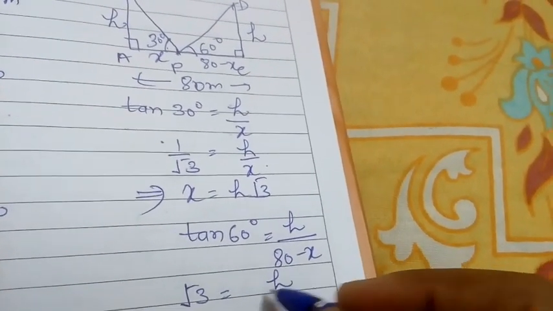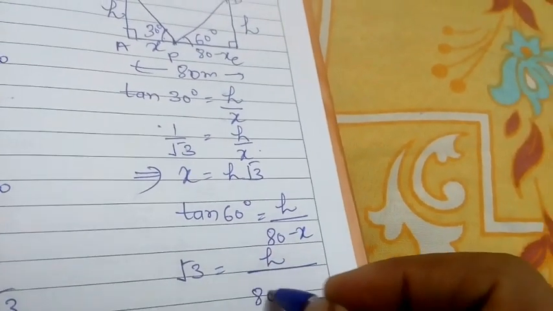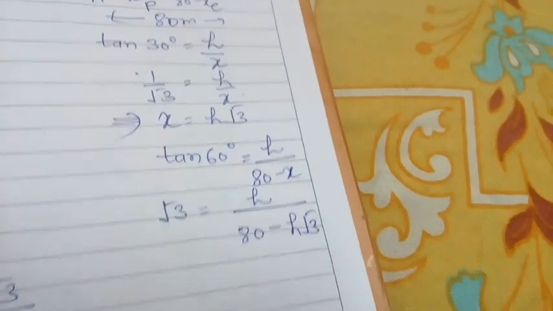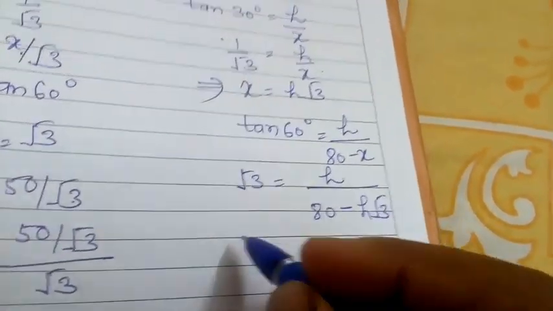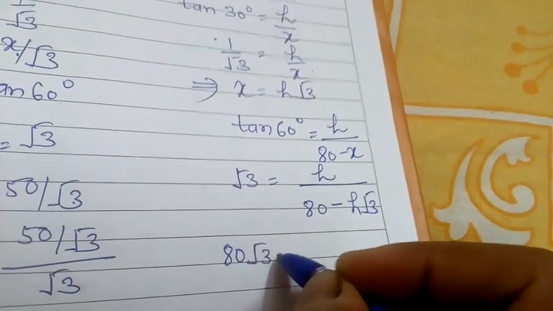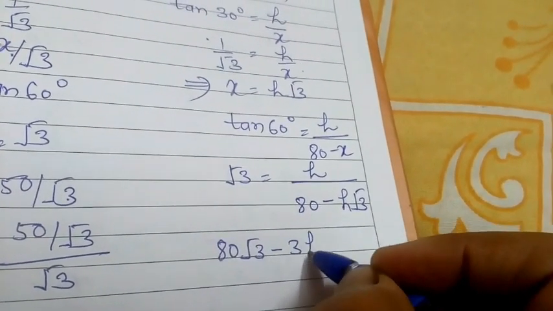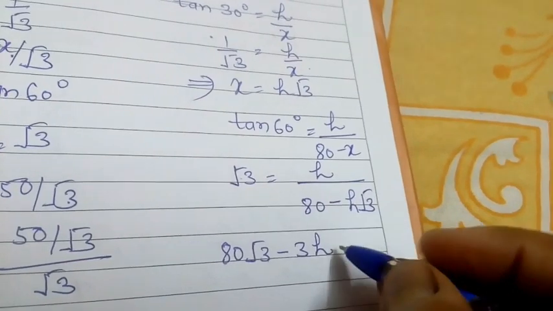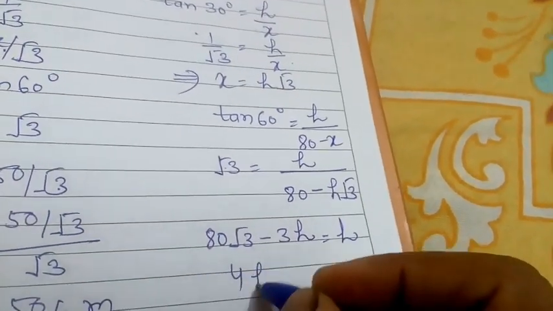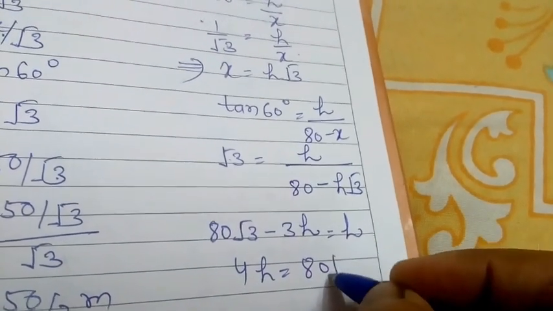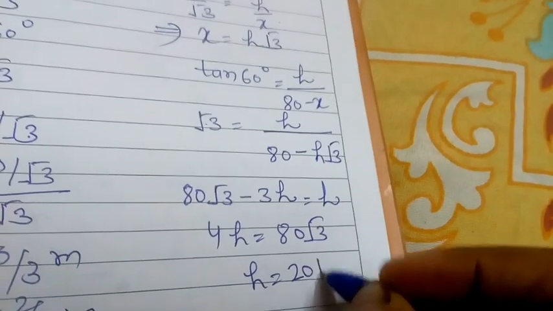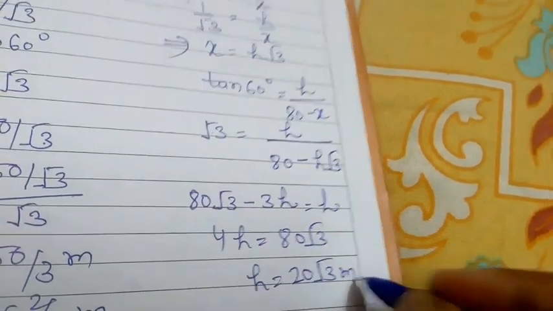h upon 80 minus h root 3 equals root 3. Then root 3 into 80 minus 3h equals h, root 3 into root 3. So 4h equals 80 root 3. It means height equals 80 root 3 divided by 4, 20 root 3 meter.